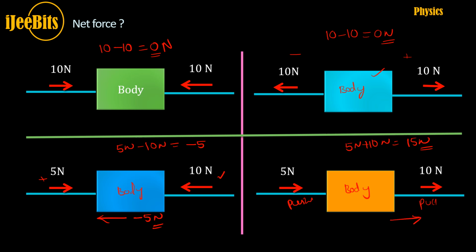In the above two cases the body is stationary. We are not actually making any difference to the body movement. So this is the best example to understand how the magnitude and direction of forces help you calculate the net value. All right.